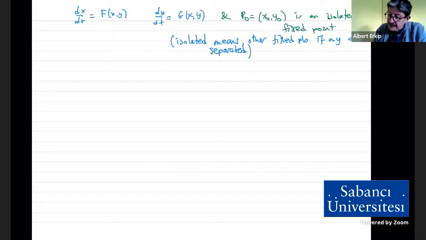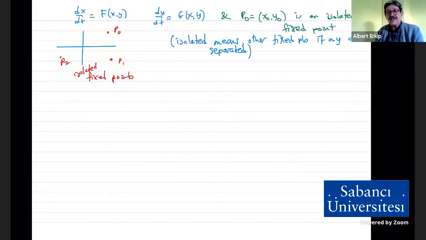So basically, the fixed points would be in the plane something like this. This is one fixed point, this is another fixed point: P0, P1, P2, etc. These are isolated fixed points. Isolated means they are really not stuck to one another. If they were on top of one another, they would not be isolated.